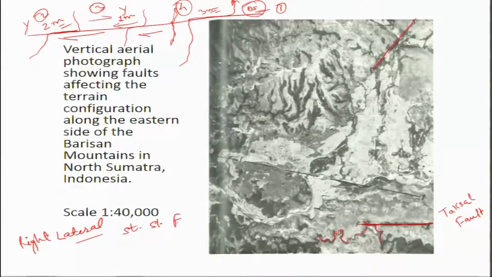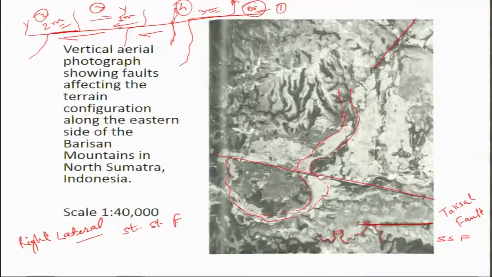So this was about the Taksal fault, which was a strike slip fault. This fault also seemed to me like a strike slip fault because it shows some deflection in the streams. Here is another fault, the linear feature. Okay. There is some other kind of feature which is matching with the pattern of a meandering river. Okay. So meandering channel flow like this.